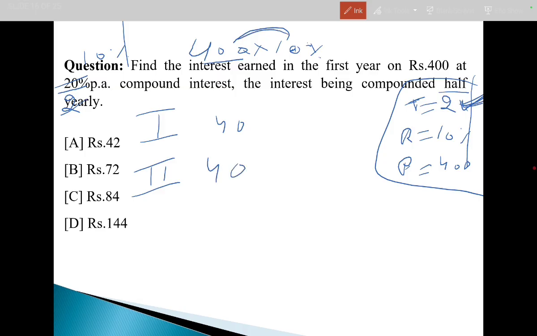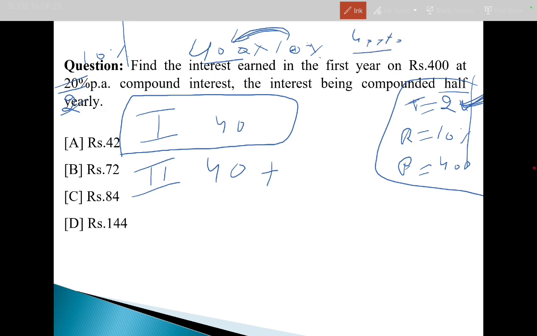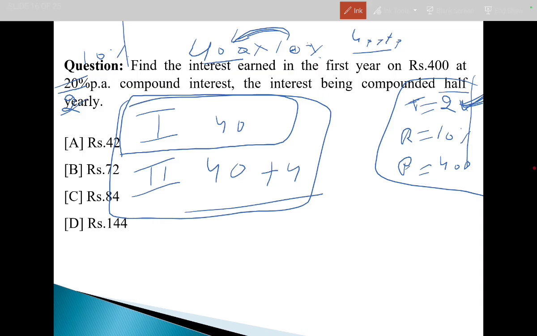Second year, since we have to calculate for 2 years, you are getting 10% of your principal, that is 40 rupees, plus you are getting interest on the interest which you have earned in the previous year. So 40 rupees on 40 rupees, if you are calculating 10% interest, you are getting 4 rupees. So total compound interest after 2 years is 40 plus 40, 80, 80 plus 4, 84. That is your answer. Is it clear?